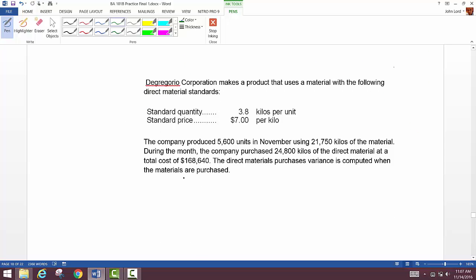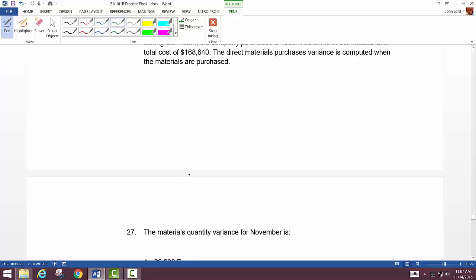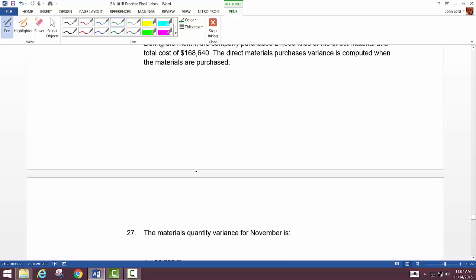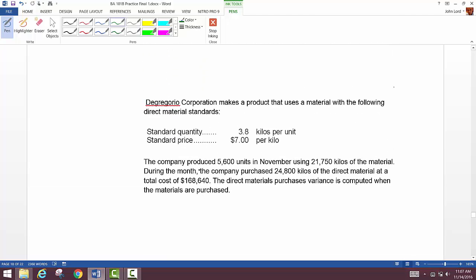How about this one? Materials quantity variance. Who wants to do materials quantity? Might as well practice with these guys. Okay, you want to try it? Okay. So, how about we get the formula up here? So for materials, what are we looking for? Materials quantity? Minus the actual quantity. Okay, good. So now our job is just to pull the information out of here, right?